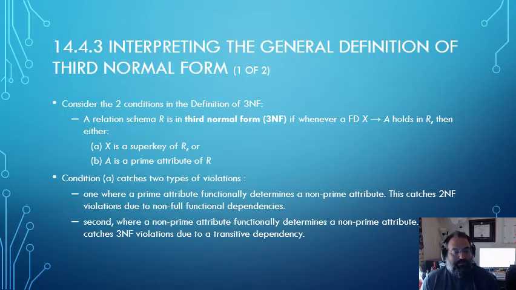Consider the two conditions of the definition of third normal form. A relation schema R is in third normal form if whenever a functional dependency X implies A holds in R, then either X is a superkey of R or A is a prime attribute of R. Condition A catches two types of violations. One is where a primary attribute functionally determines a non-primary attribute. This catches second normal form violations due to non-full functional dependencies. Second, when a non-primary attribute functionally determines a non-prime attribute. This catches third normal form violations due to a transitive dependency.